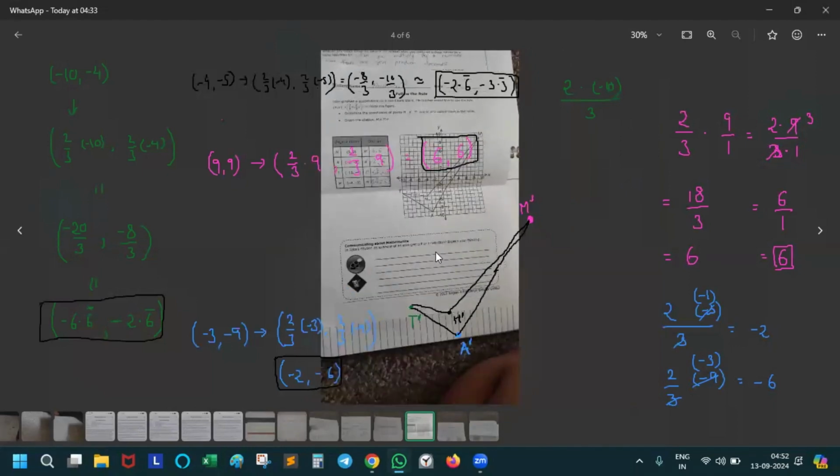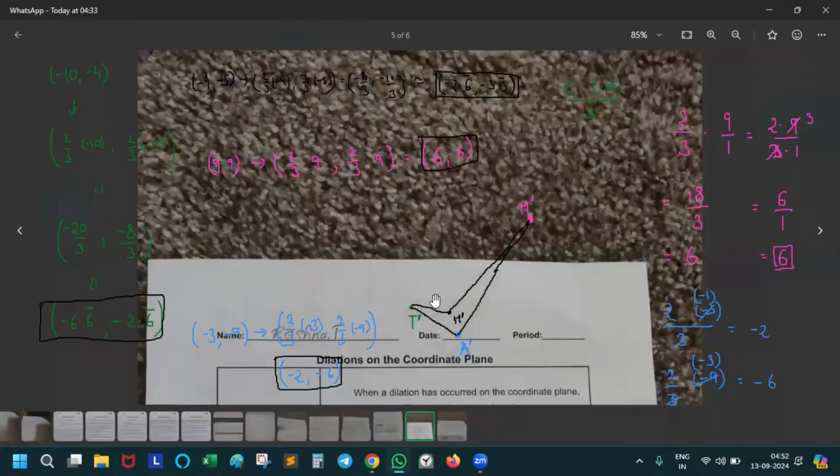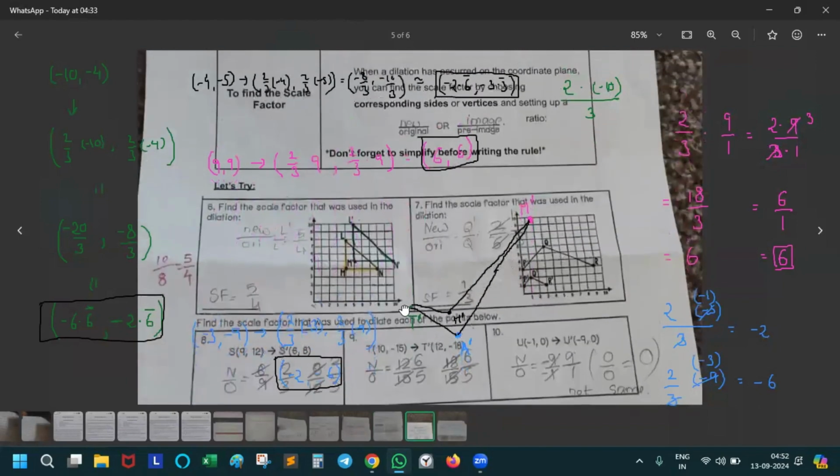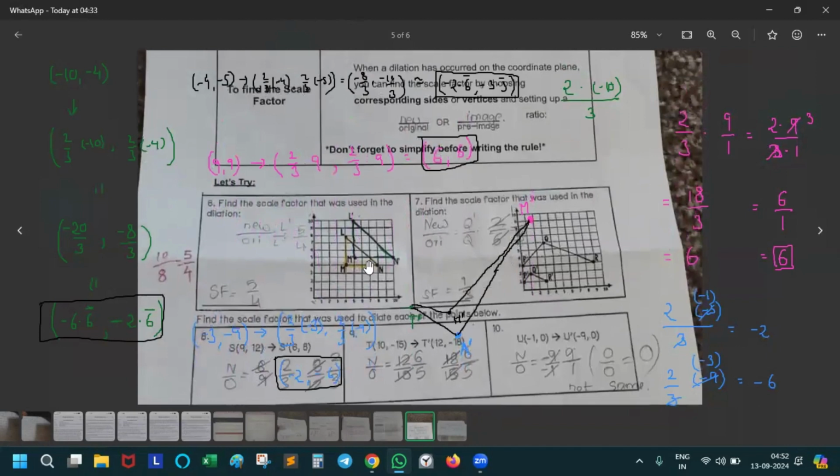Let's see. Cool. Okay, do you want to try this question 6? Yeah. Okay. I'm gonna erase all of this stuff.